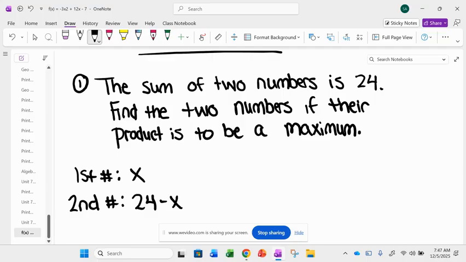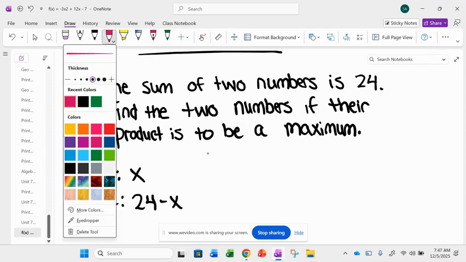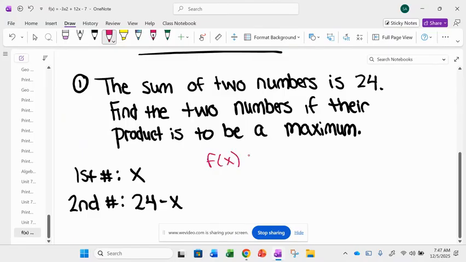So we're good there. So now it says find the two numbers if their product is to be a maximum. This is where we're going to make our equation. So I'm going to say f of x, or you could use y, it doesn't matter, because this is what I'm going to plug in to Desmos. F of x or y, does not matter which one you're using, is going to equal the product. So I'm going to have x times 24 minus x.